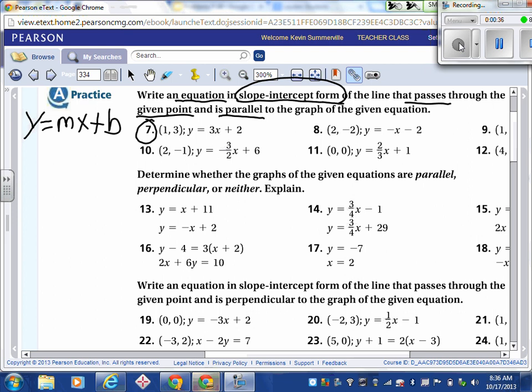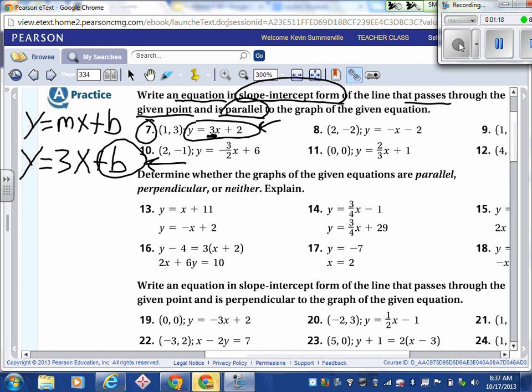So if this equation has to be parallel, that means for the equation y equals 3x plus 2, the only thing I need to look for is the slope. In any problem we do in this section, the main thing that we need to look for is the slope. So in this equation, the slope is 3, so I'm going to use 3 because it's parallel. It has to be the same, so I know my equation is going to start off as y equals 3x plus b, and then I want to find out what b equals.